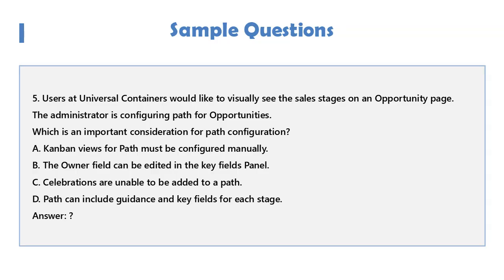B. The owner field can be edited in the Key Fields panel. C. Celebrations are unable to be added to a Path. D. Path can include guidance and key fields for each stage.